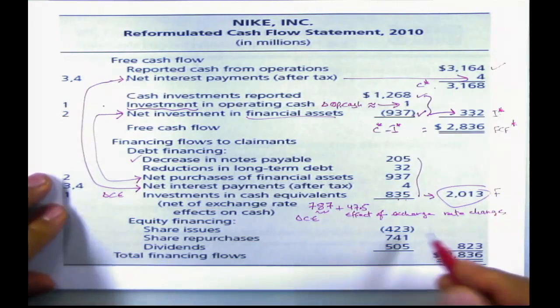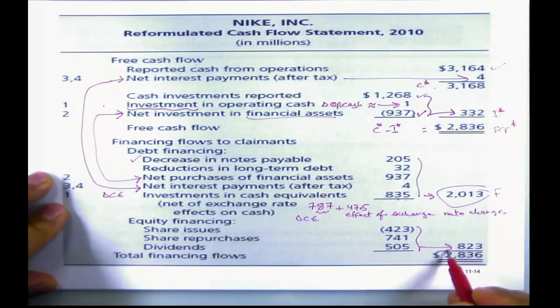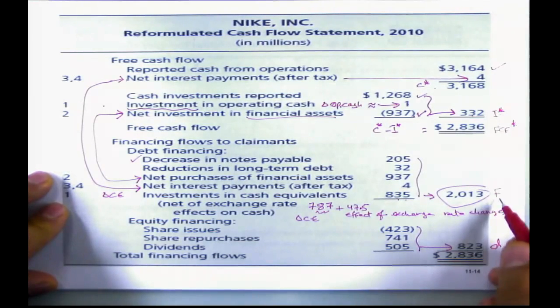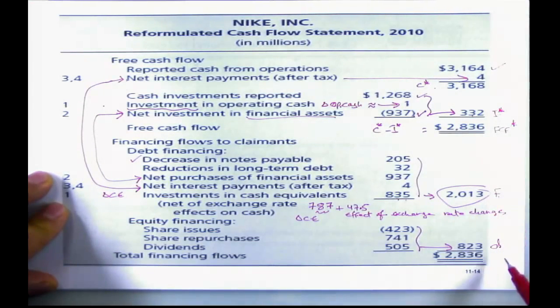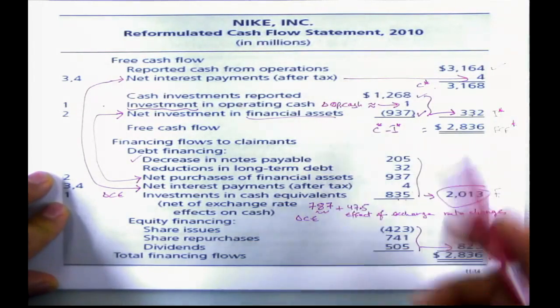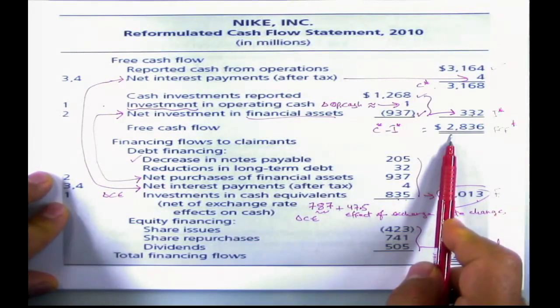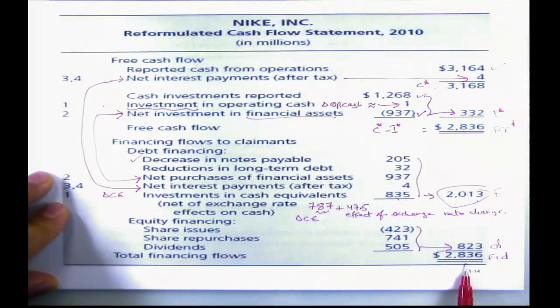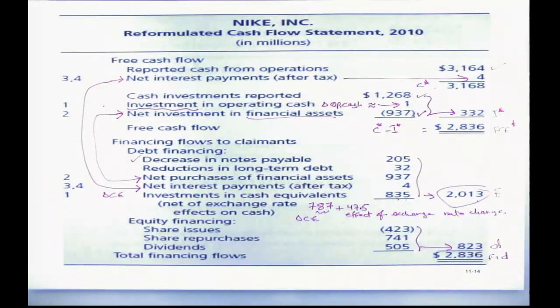These are the transactions that represent D. So this is F, this is D. As we can see, the sum, this plus this is the sum. This is F plus D. It is equal to C minus I. So this is C minus I, or the free cash flow, and this is F plus D. The two sides are equal. Make sense? This one is equal to this one. C minus I is equal to F plus D.